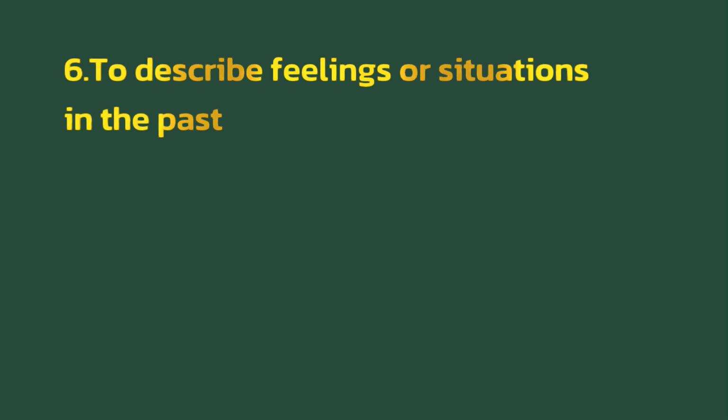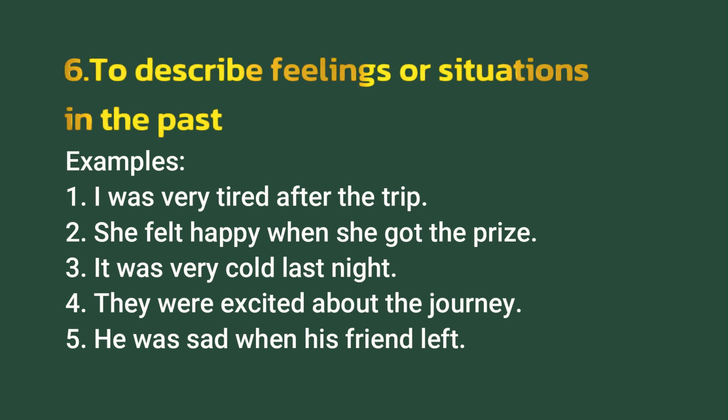Next, to describe feelings or situations in the past. We use it to express how someone felt or how something was. Examples: I was very tired after the trip. She felt happy when she got the prize. It was very cold last night. They were excited about the journey. He was sad when his friend left.